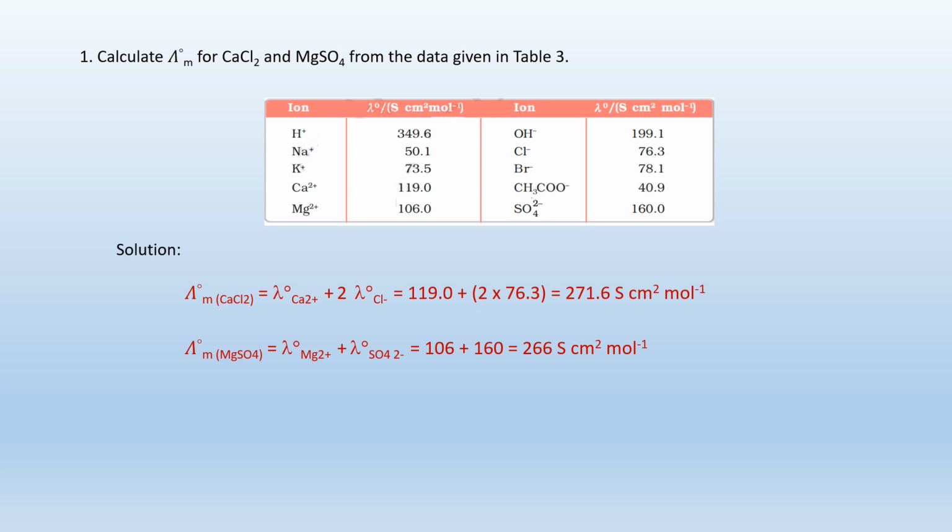Here the chloride ion is 2, it has Cl2, so you have to multiply by 2 into the molar conductivity of chloride, right? They have given the value, you can substitute the value and calculate, and you will get the resultant value. Similarly for magnesium sulfate, the only thing here is you have to know the formula and substitute accordingly. Here in chloride you have to substitute 2 into the limiting molar conductivity of chloride, because it is Cl2.